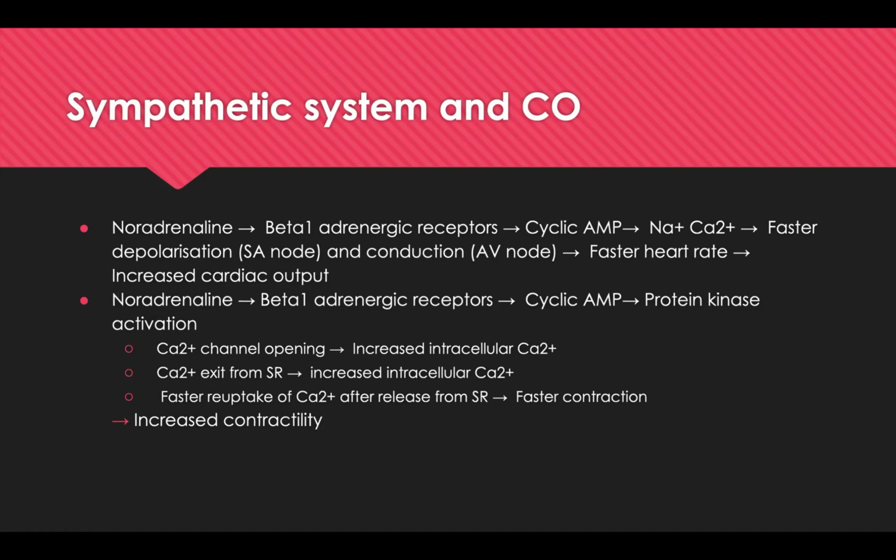This cyclic AMP pathway also activates protein kinases, and this can cause calcium channels opening, increasing intracellular calcium. It causes calcium to exit from the sarcoplasmic reticulum, causing increased intracellular calcium and faster reuptake of calcium after the release from the sarcoplasmic reticulum, causing faster contraction. And this all leads to increased contractility of the heart as well as the faster heart rate.